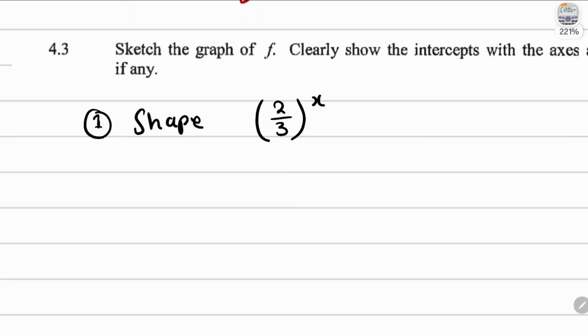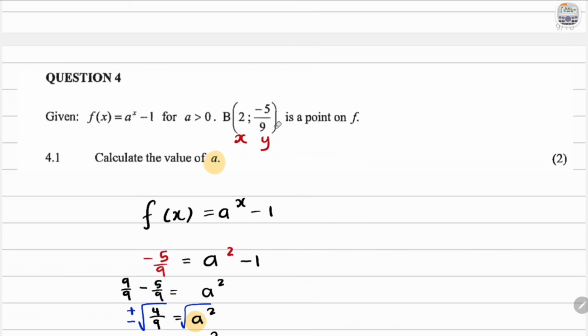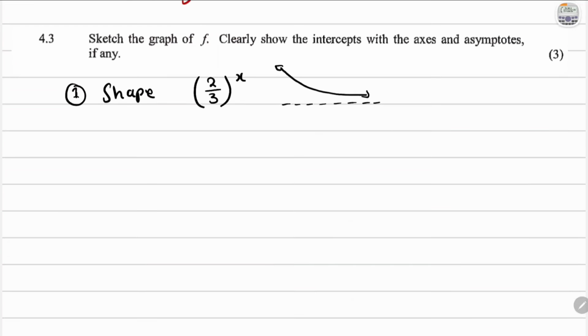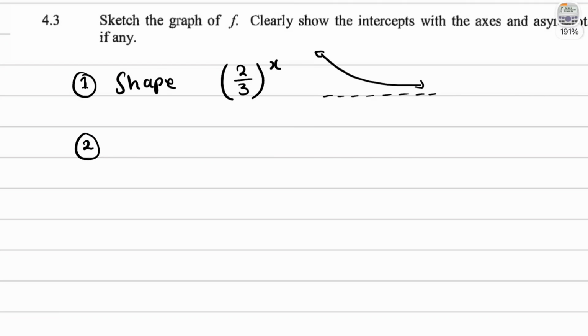Okay, so we know that the shape of the graph is a decreasing function that lies above its asymptote. So first of all, we know it looks like that. Then the next thing we can look for, well, we have a point on the graph, that's good, but we can go ahead and look for an x or y intercept. Let's start with the x-intercept.